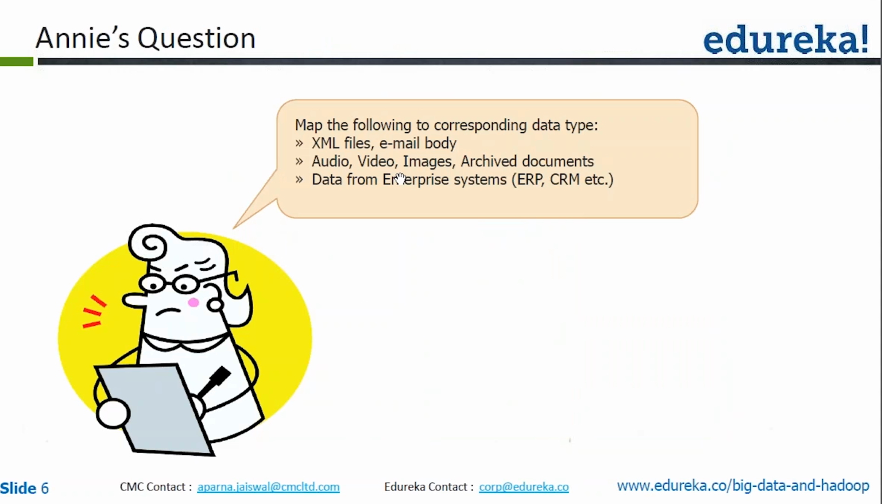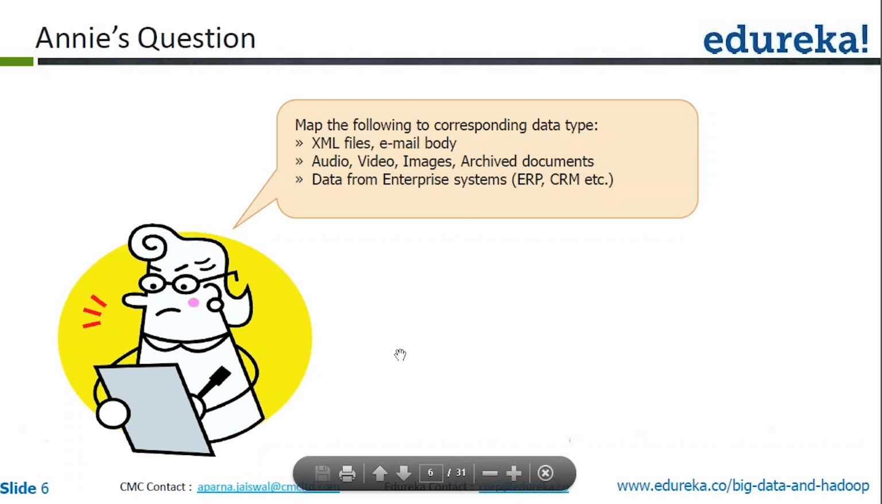XML and email body, to some extent I can say it's semi-structured data, right? And data from ERP, CRM, I can call that structured data. And data from audio, video, images, I can call that unstructured data, because there is not going to be any structure within audio, video, images. And my big data world, whatever framework I have, can handle unstructured data very well.